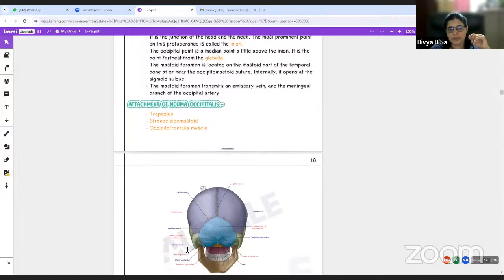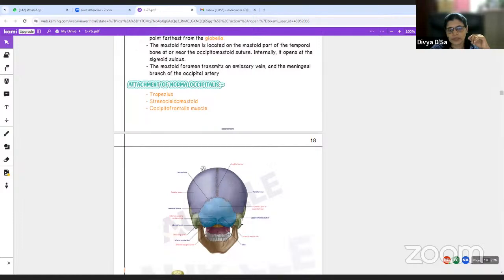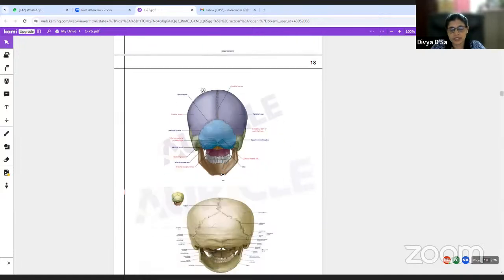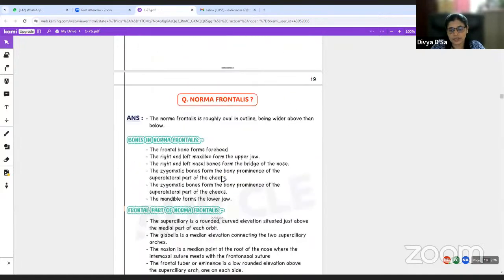So here in the norma occipitalis, we will see near the mastoid process, we have the attachment of sternocleidomastoid. From the superior nuchal lines, we have the trapezius, as well as the occipitofrontalis muscle. They are some of the attaching muscles we see in relation to norma occipitalis.